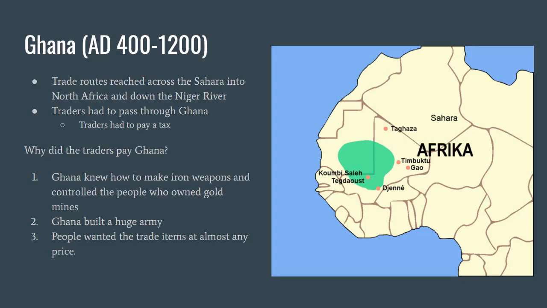So if they paid this tax, the Ghanaians were able to control a few things. Ghana knew how to make some iron weapons, and they controlled the people who owned the gold mines. Ghana had a huge army, and the people wanted to trade items with them at almost any price. So those first two things especially were really kind of scare tactics, like you have to pay these taxes that the Ghanaian people want you to pay.